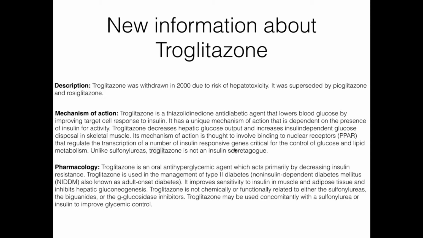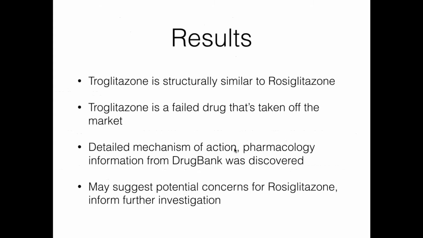So that's one way that Edelweiss can help you obtain additional information given a concrete medical problem. And we found that Troglitazone is structurally similar, and Troglitazone is a failed drug that's been taken off the market. This may suggest potential concerns for Rosiglitazone, and it may inform further investigation that we're going to perform later on.